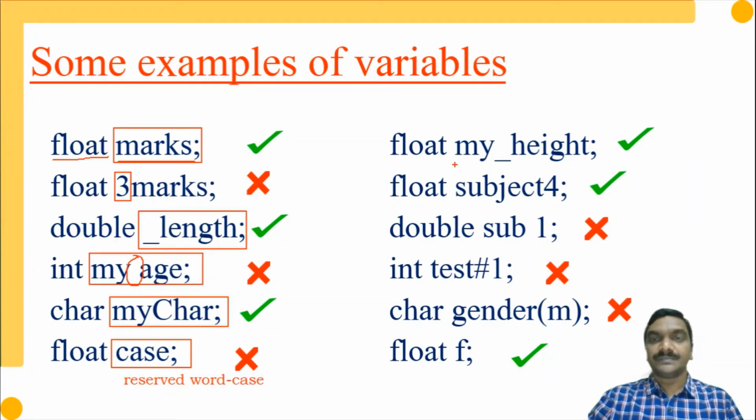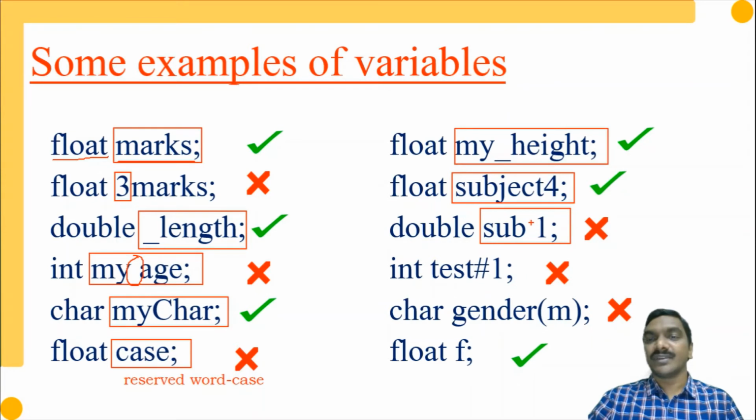Next, float my_height, is it a valid one? Yes, we can use underscores, no problem. Float subject4, is it a correct one? Yes, it is correct because we started with an alphabet, and after that you can give either letters or numbers, no problem. Double sub 1, so can you give like this? No. Why? Because there is some space here, we should not give spaces.